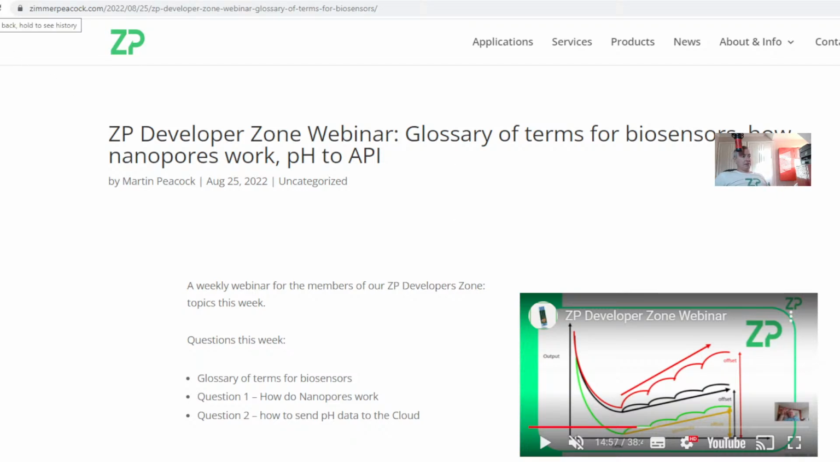So good to them. And the last thing we talked about in the ZP webinar this week was actually pH to API. I've said this so many times, but what's the most measured chemical parameter in the world? It is pH. I could also say probably, but it is pH. And we've talked about sending pH data to the cloud. So pH to API is something that we've talked about.